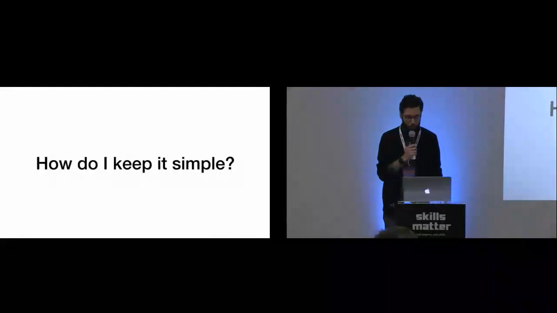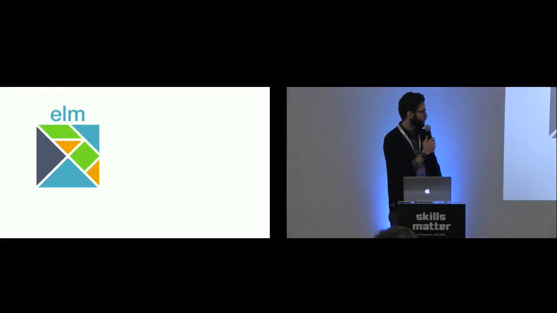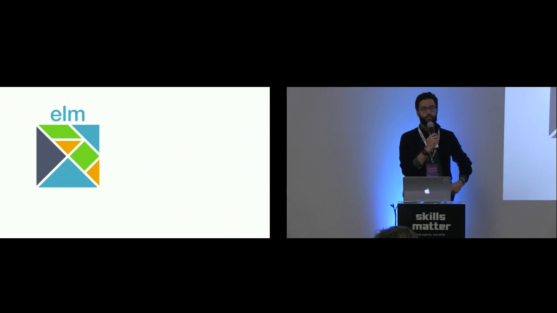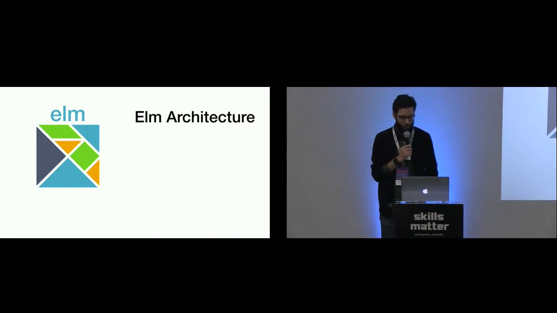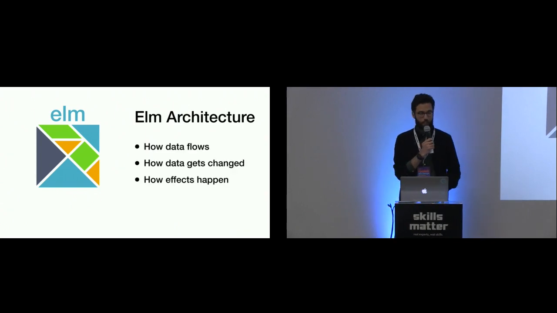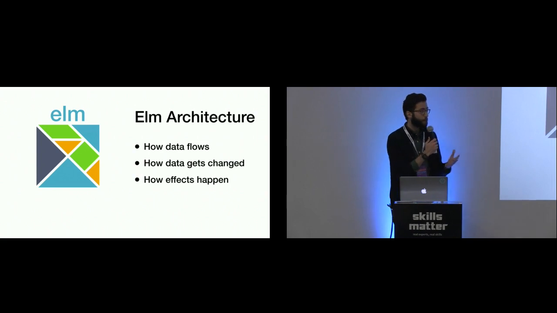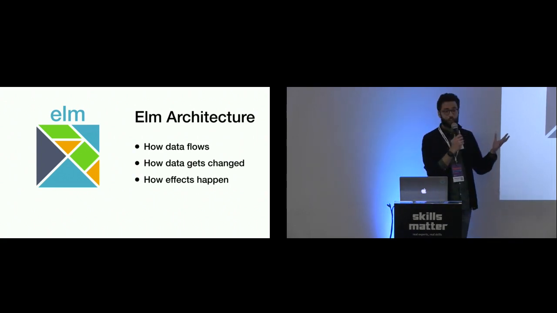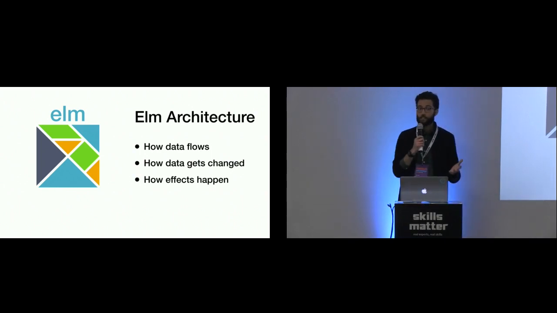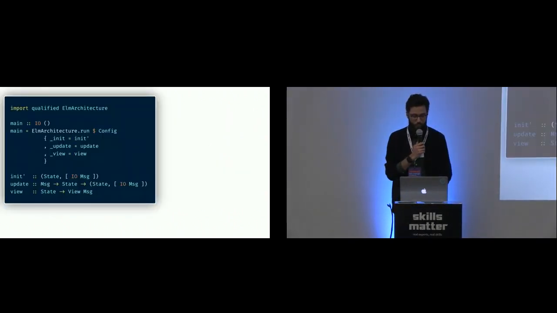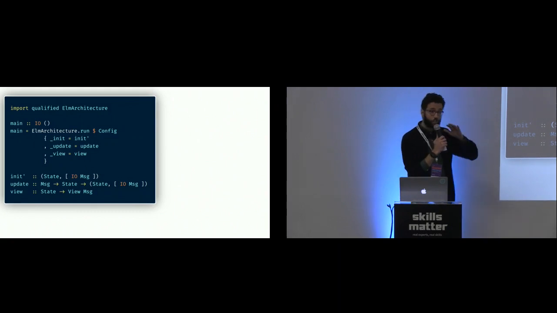And I think a good way to keep it simple is using what Elm is using in the front end, which is what they call the Elm architecture. It's nothing more than a simple state machine, but it gives us some nice benefits. So by architecture, I mean a way to understand how data flows in our program, to organize how data gets changed, and how effects happen. So that's what I mean when I say architecture. So this is the Elm architecture. This is all of it.